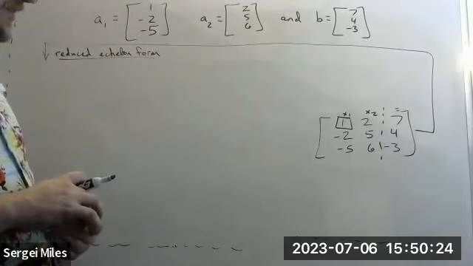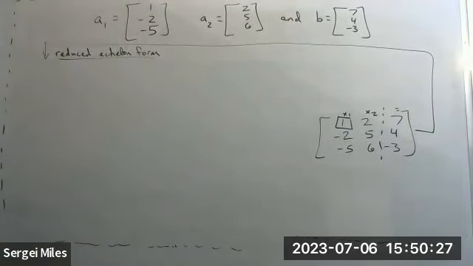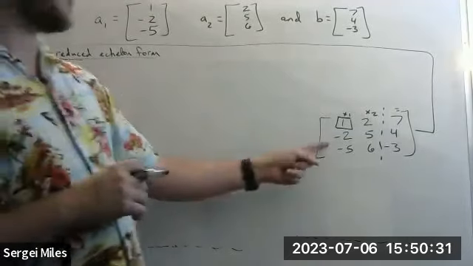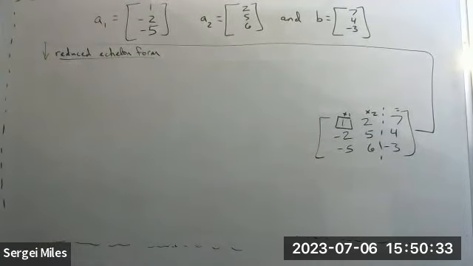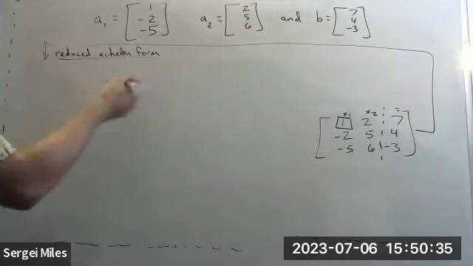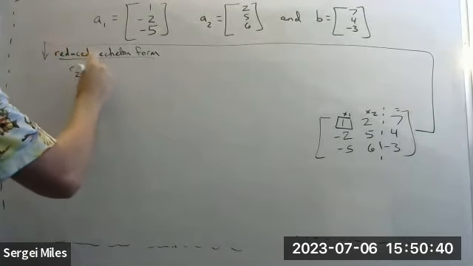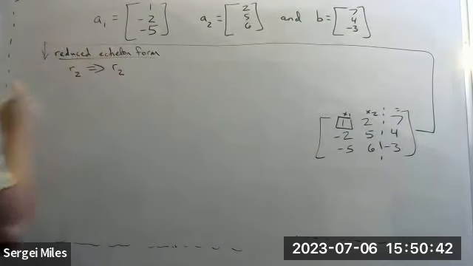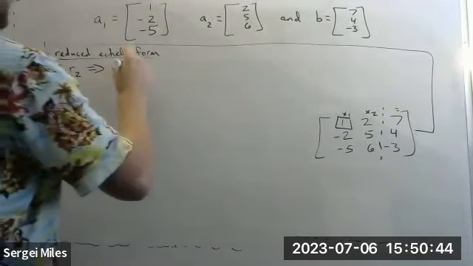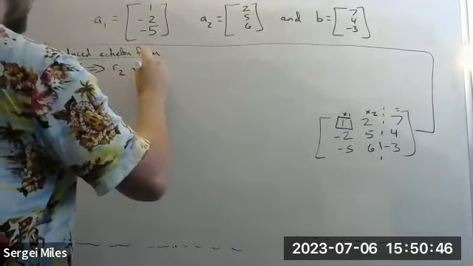Okay, next, to have a pivot, I need all zeros below the pivot. So I need to get rid of this -2 and -5 in row 2 and row 3. First, I'm going to write out what I'm modifying. I want to modify row 2. How do I modify row 2? Well, I want to add 2 times row 1 to it.